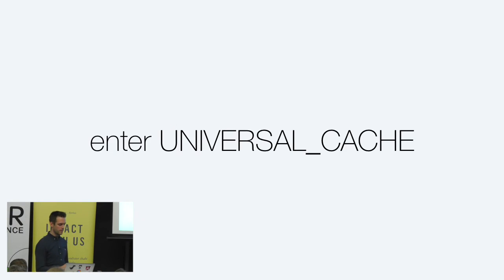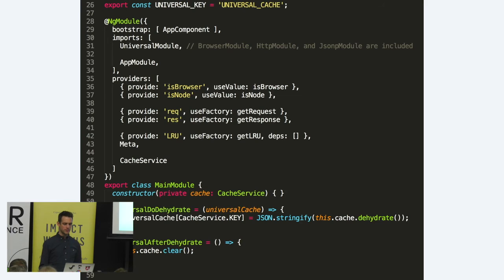And obviously, Universal has a feature for this. It's called the Universal Cache, and it's more or less built around two callbacks. On the server, there's a doDehydrate function that's called on the constructor or on the main class, and it will be called when the server side is just about finished with its stuff. In that callback, they provide you with the universal cache object, and you can put stuff on that, and that will then be persisted to a string.